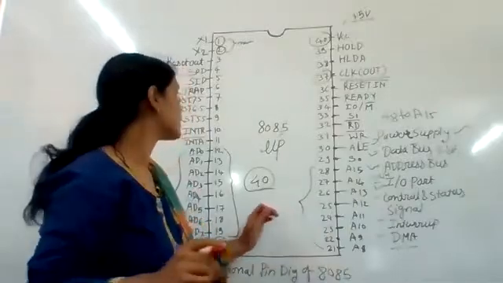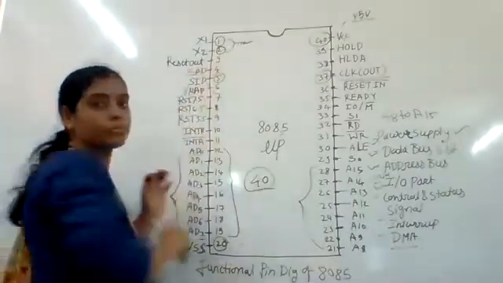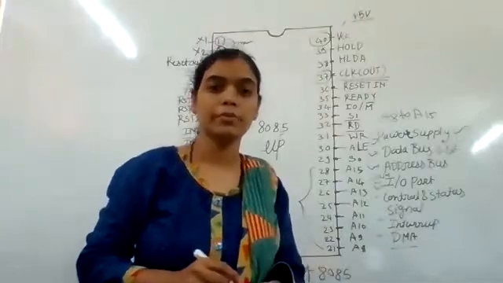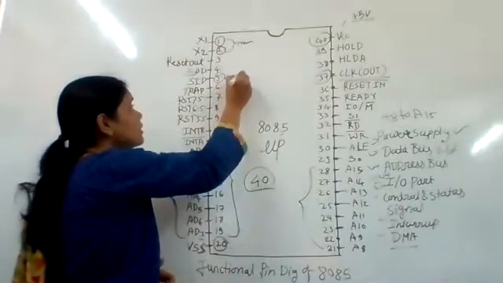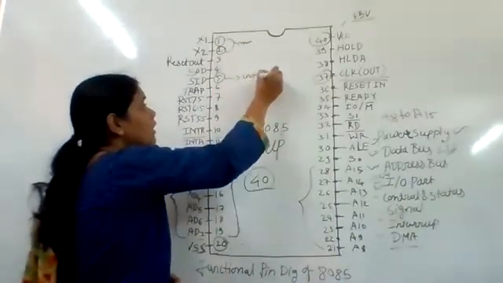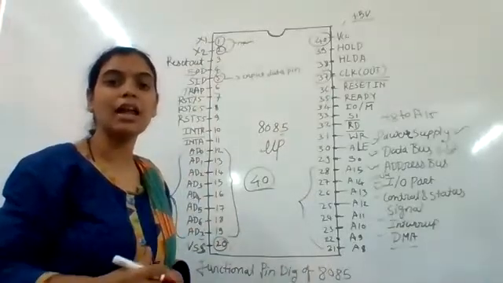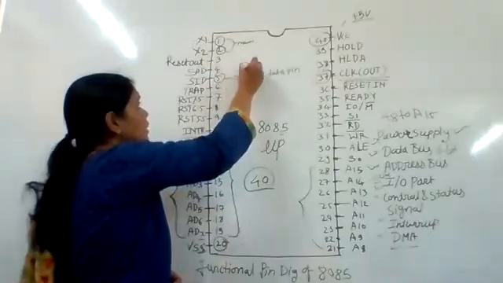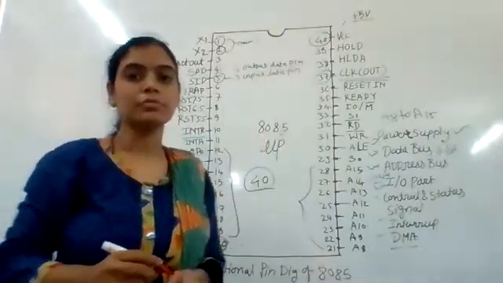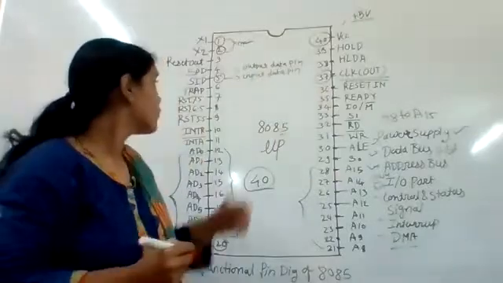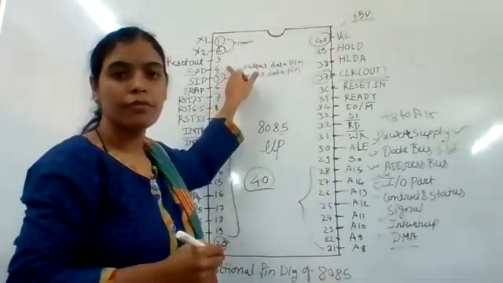It has basically two pins, SID and SOD. SID denotes the serial input data pin, and SOD denotes the serial output data pin. SID is pin number 5 and SOD is pin number 4.